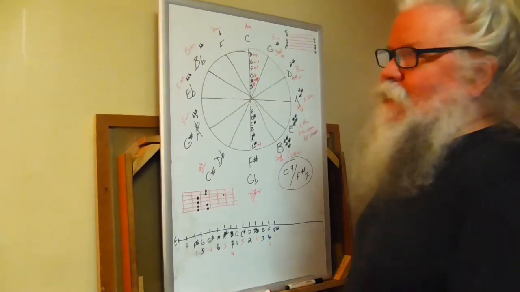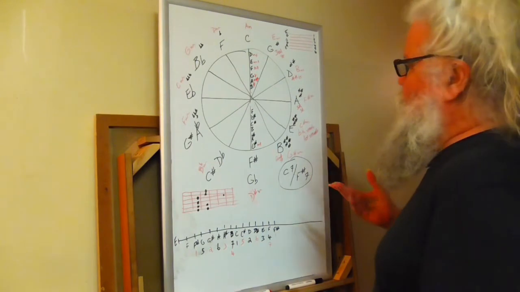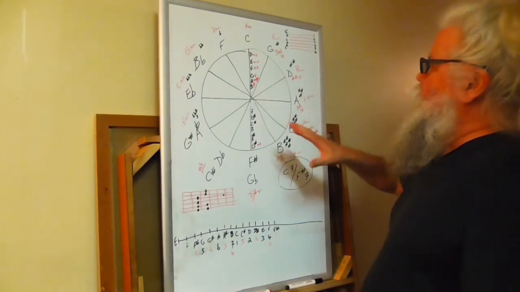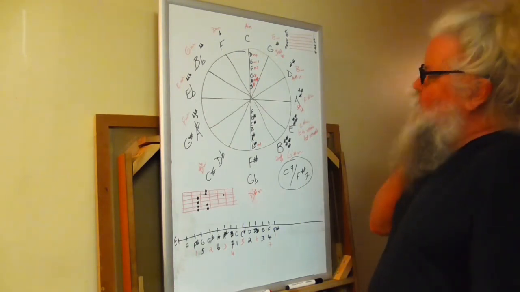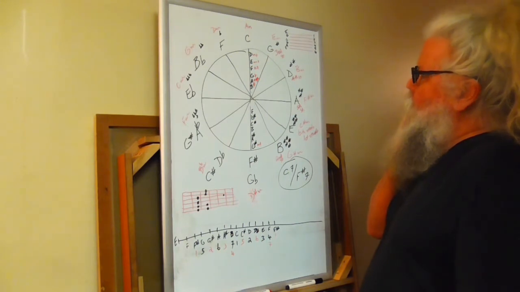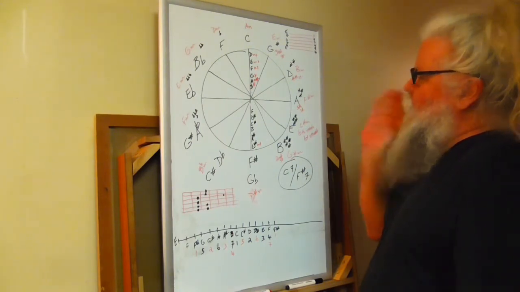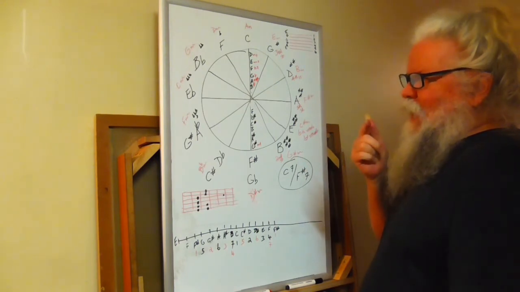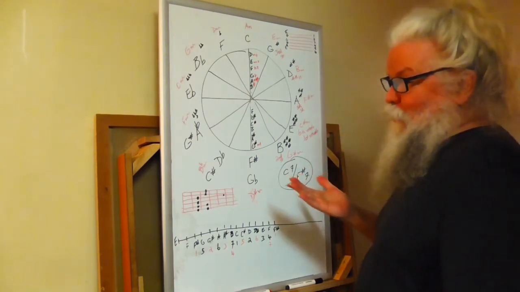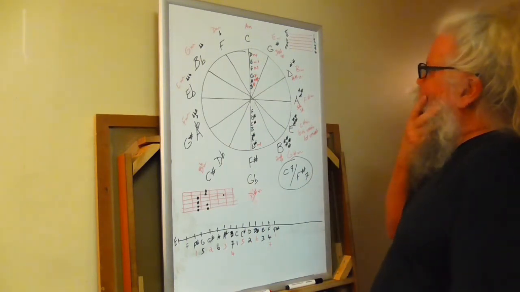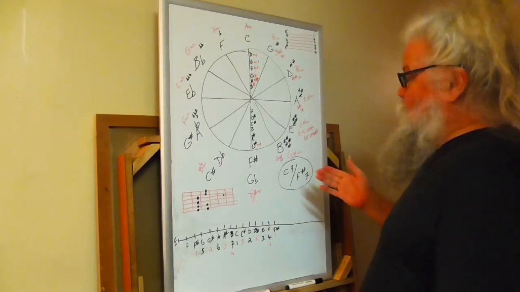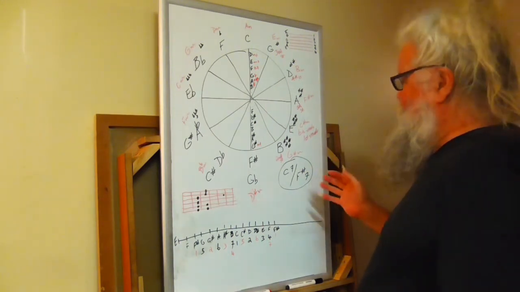Anyway, there's a lot of material out there that gives you information about the circle of fifths, but really it is very theoretical, and it's only as useful as it is useful. If it causes confusion, then it's not useful at all. It's of no use.